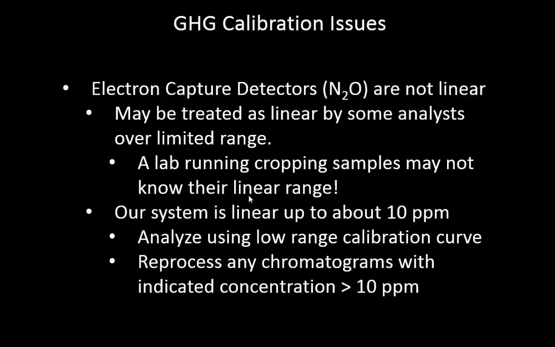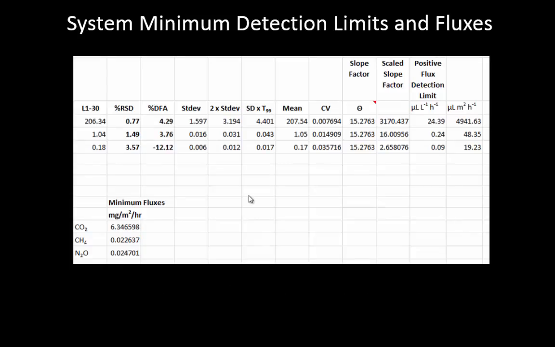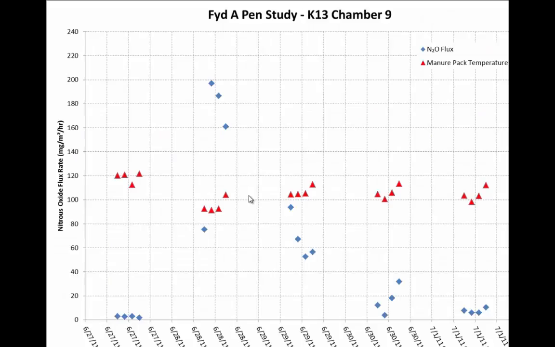Our system is linear out to about 10 parts per million. We analyse using a low range calibration curve, and anything that exceeds that 10 parts per million, we reprocess the chromatogram with a different calibration curve. Trying to fit something in the GC's software just does not work. Despite the fact that it'll tell you its R squared is 0.999, the results are not good. We've evaluated our minimum detection level and the minimum flux we can get.